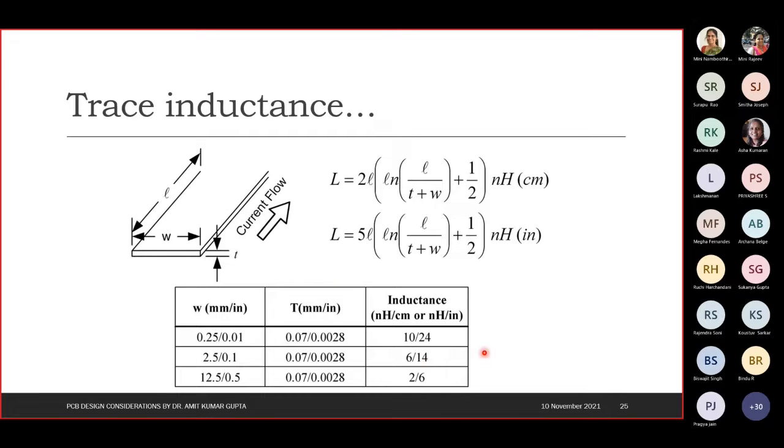Approximately this is the range, and in nanohenry, if the width is this much, 0.25 mm, or 0.01 inch, and the thickness is 0.07 mm, then approximately we'll get 10 nanohenry of inductance per centimeter.